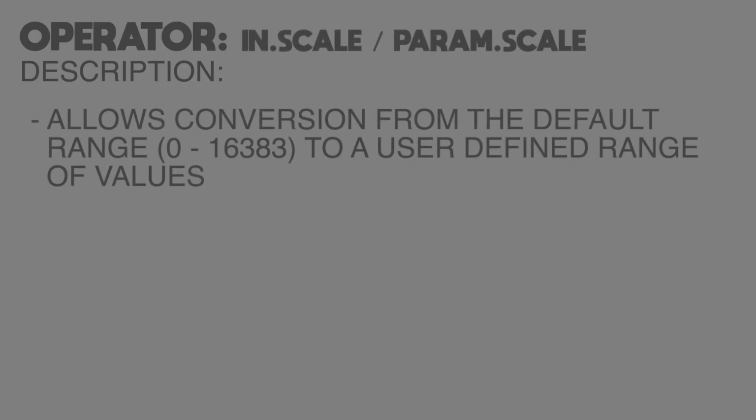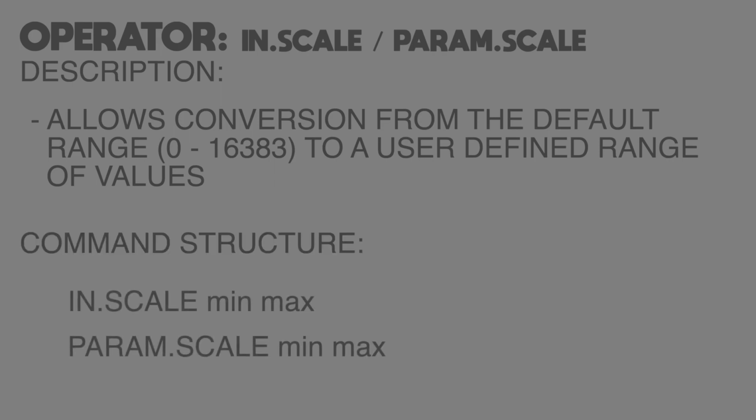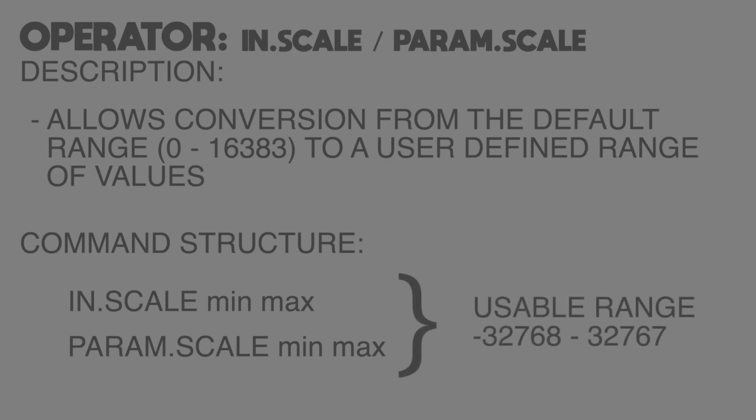Getting values from these inputs in the range 0 to 16,383 is great, but what if you need a different range of values to work with in your script? In this case, we would use the IN and PARAM scale ops. These ops are constructed by starting with either IN or PARAM, followed by a dot and the word scale. They will then require two further values, the minimum value and the maximum value of the desired range. The usable range for these ops is between -32,768 at its minimum and 32,767 at its max.